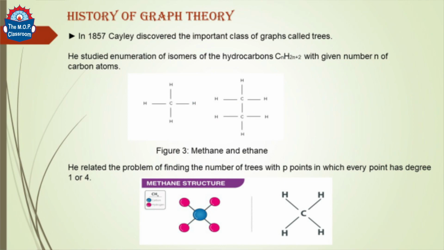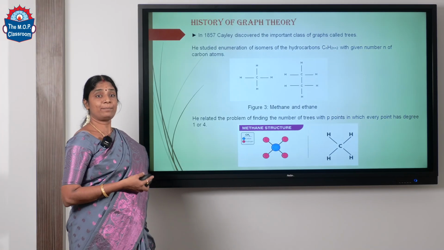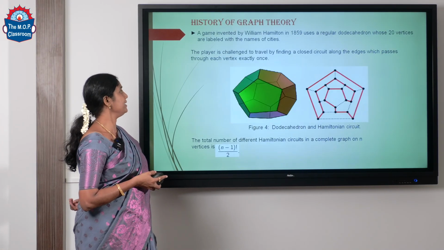Now the next problem which came into existence in those days was Cayley's, where he introduced an important concept called trees, and he studied the enumeration of isomers of the hydrocarbons with a given number of carbon atoms. As we all know, any ethane or methane is connected by hydrogen, whether it is saturated or unsaturated. So here any chemical structure can be redrawn as a graph model, and thereby without much laborious experimentation we can find new molecules, and thereby we can find new medicines.